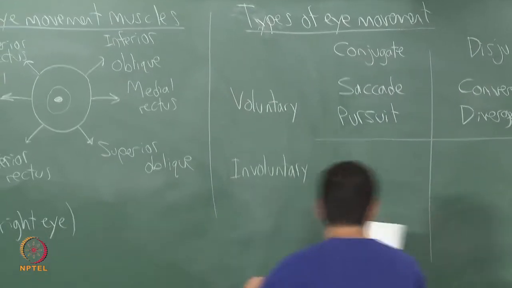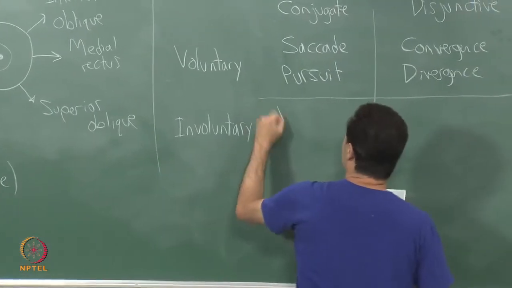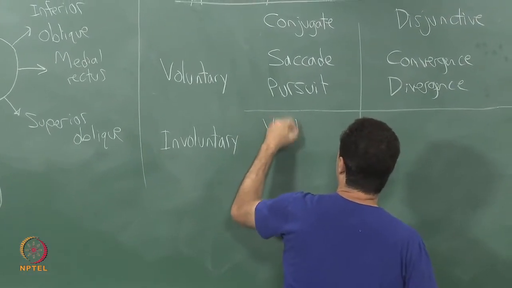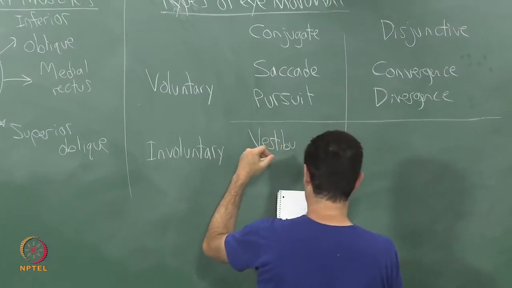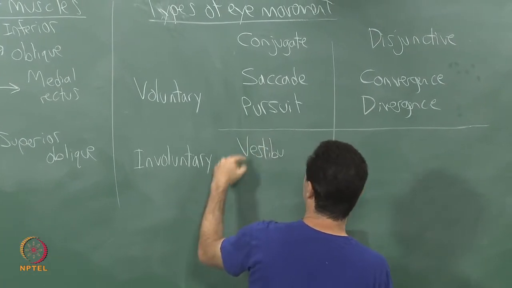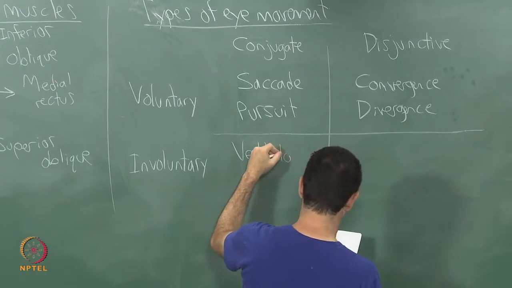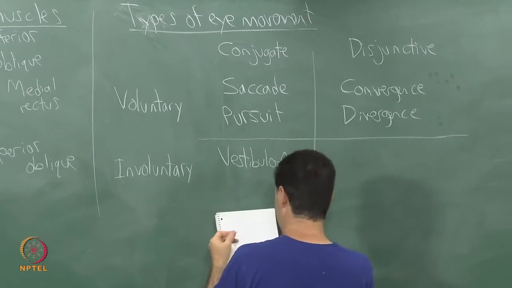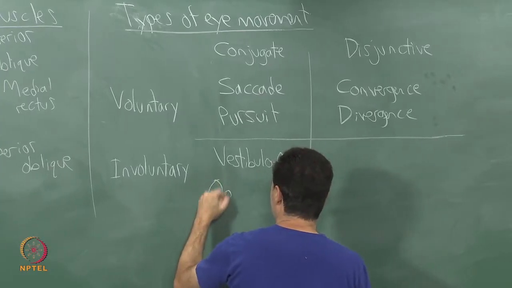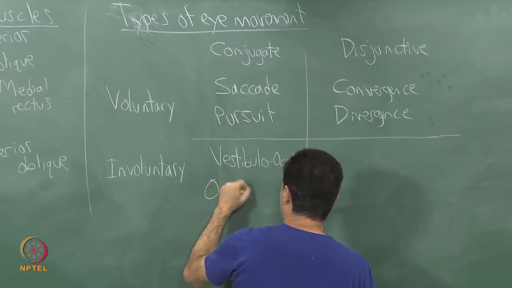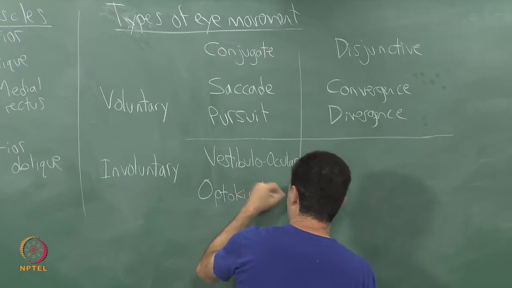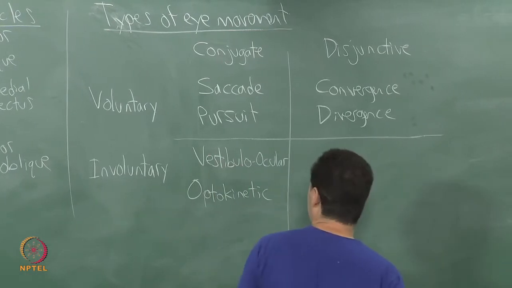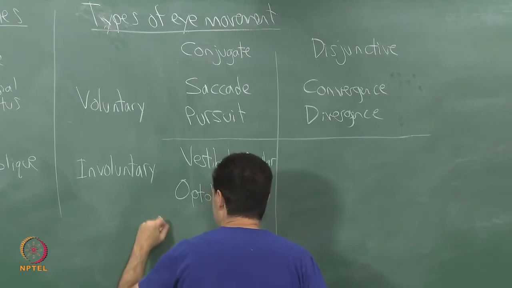So as far as involuntary, we have vestibulo-ocular, and optokinetic. And one more here, microsaccades.